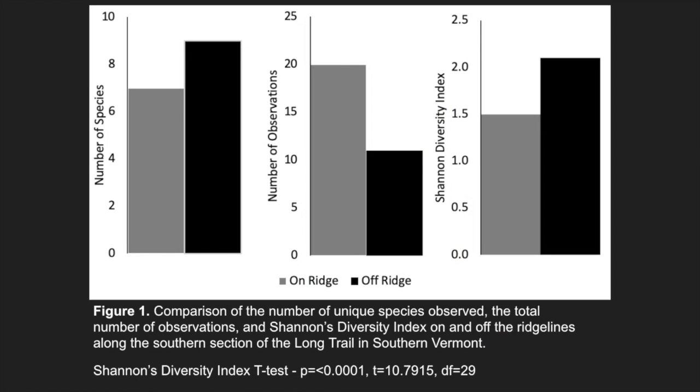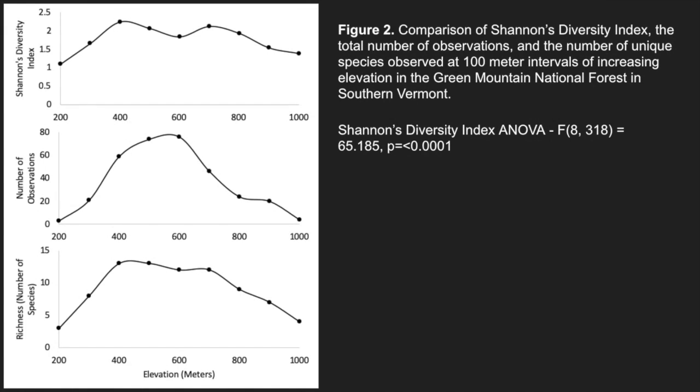Here, Figure 1 shows the number of species observed, the total number of observations, and the Shannon's diversity index for the two groups, on-ridge and off-ridge. A statistically significant difference was found here, with less biodiversity in both richness and Shannon's diversity index found off of the ridgelines. This data was corroborated by the fact that a statistically significant difference in observations was found along the elevation gradient as well. Here, the mid-range elevations had more richness and a higher Shannon's diversity index. This was also associated with a higher number of observations, which is a potential source of error.